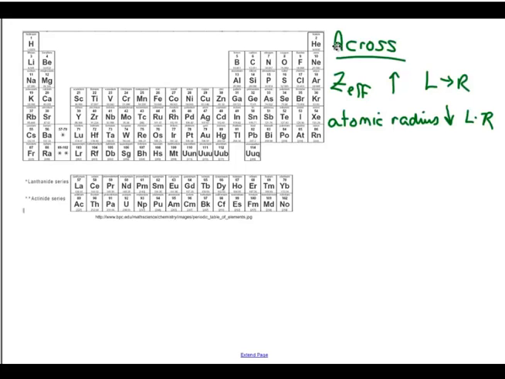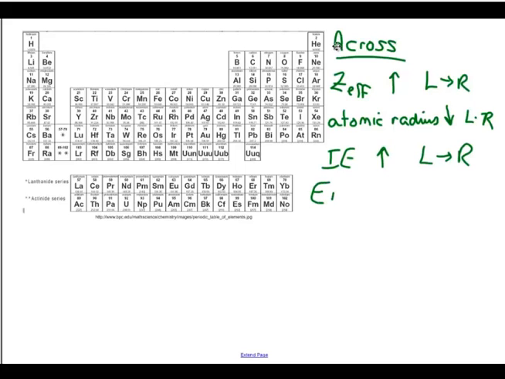The next thing we'll look at is ionization energy, the amount of energy needed to pull an electron off a neutral atom to make a positive ion, or to pull more electrons off atoms to continue to make them more positively charged. Because the effective nuclear charge is increasing, because the radius is decreasing, those valence electrons are getting closer and closer to the nucleus. That's going to make it harder to pull those electrons off. So it's going to require more energy. So as I go left to right across a period, ionization energy will increase.